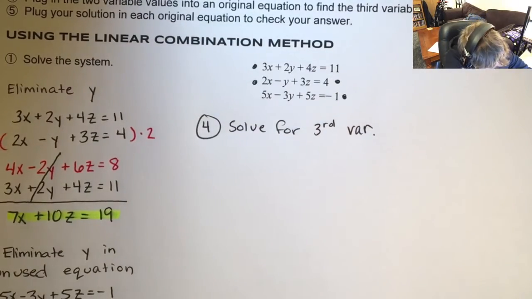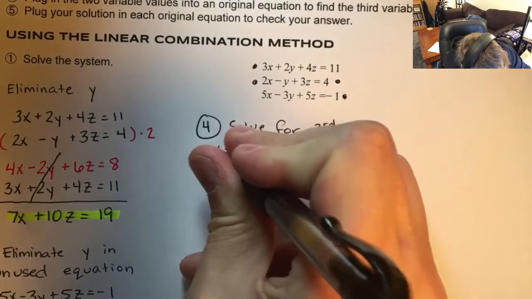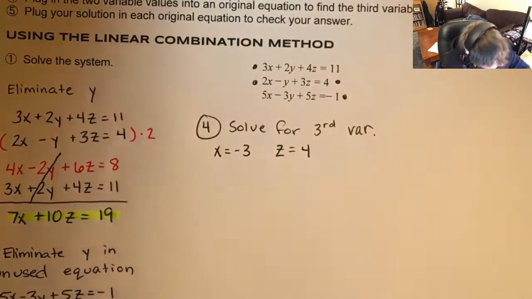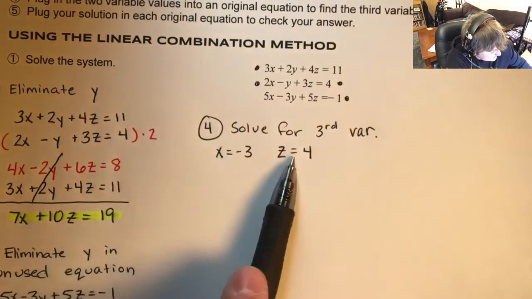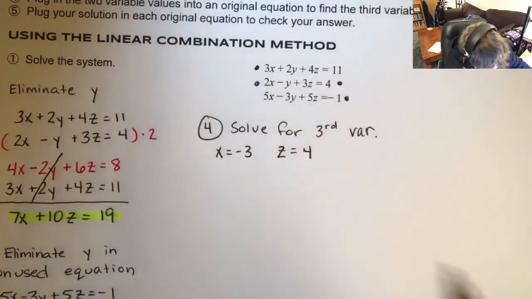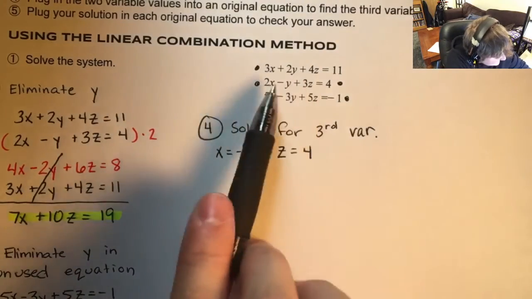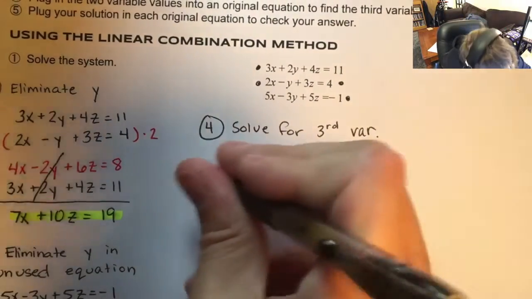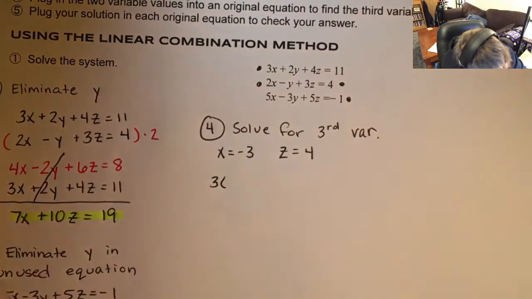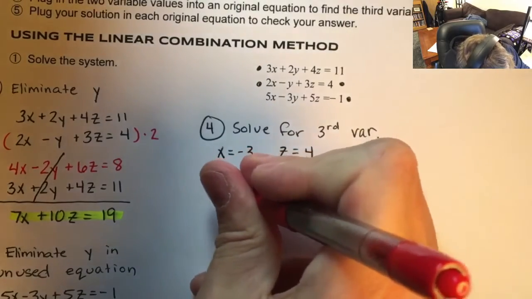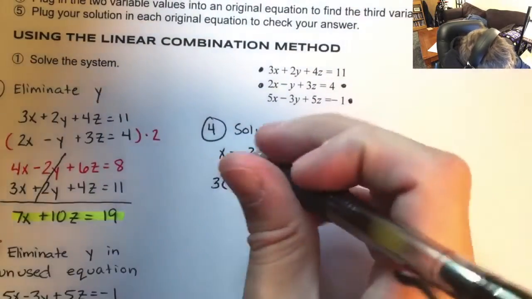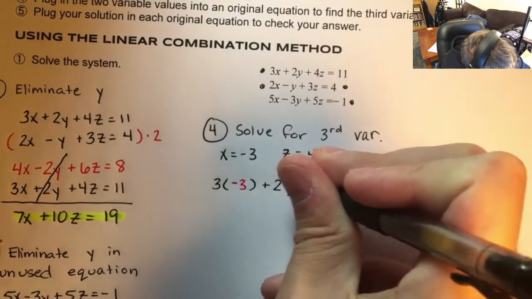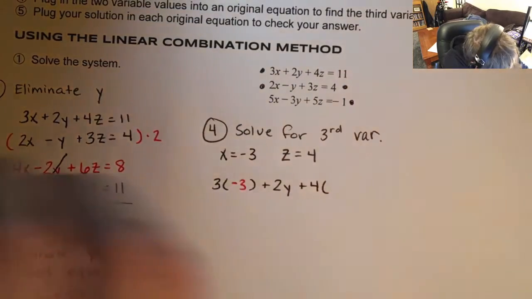Okay, so I already know that at this point x is negative 3 and z is 4. So I just got to take any of these equations and plug it in. So I'm just going to pick the top one. All the numbers are positive. Relatively, they're small, so it's really not too much extra work. So I'm going to go ahead and do that. So 3 times, well, x is negative 3, so I'm going to replace x with negative 3. And then plus 2y plus 4 times, this is 4.